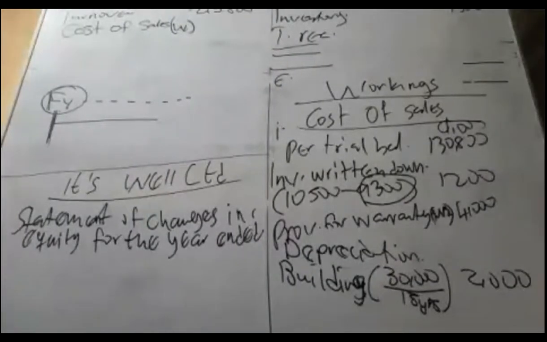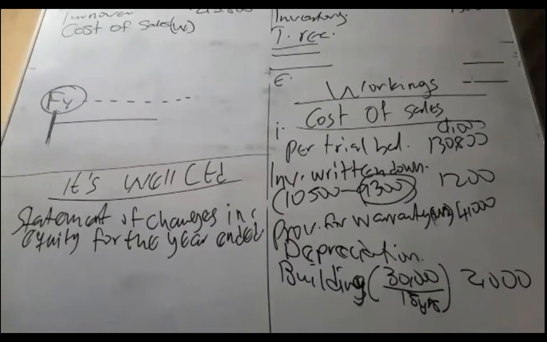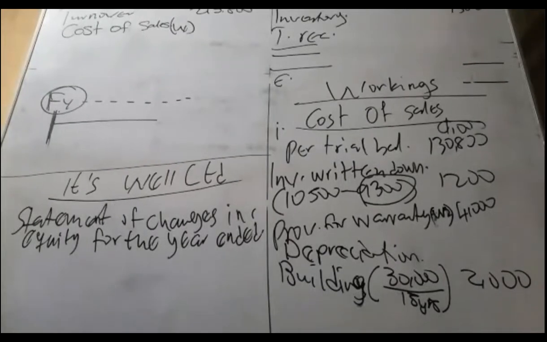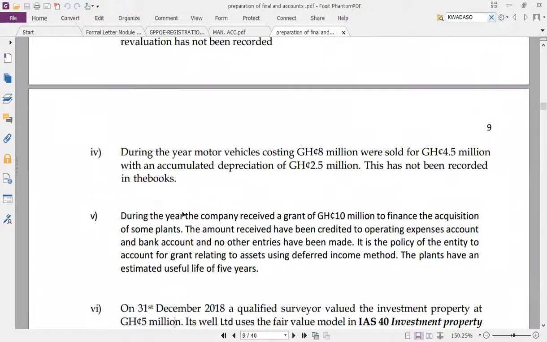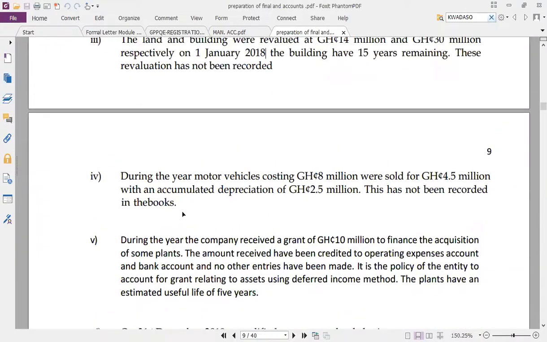Now let's move on again. The next asset that we have to depreciate is the plant, at 12.5% on reducing balance method. On reducing balance. But let's look for the asset that they sold. Okay, they sold motor vehicle. So when we get there, we will do the removal.